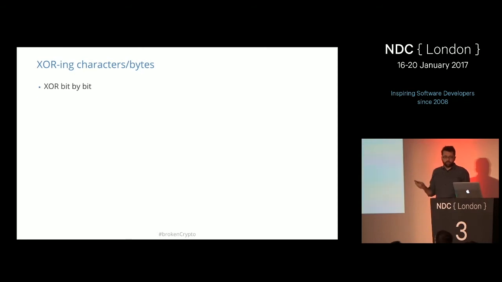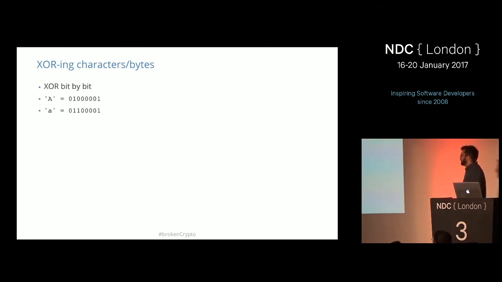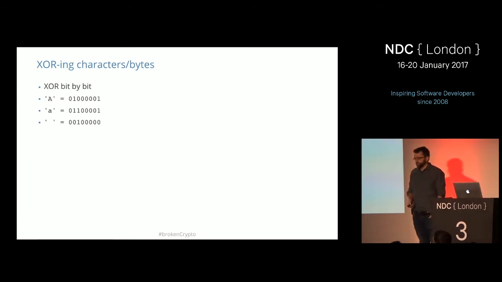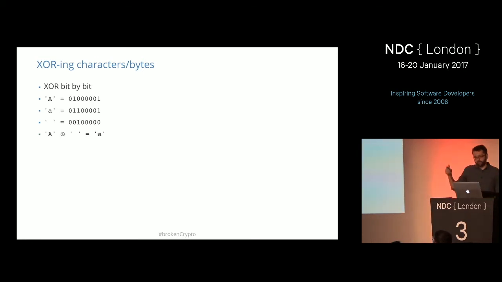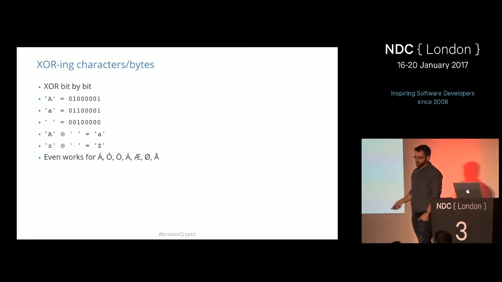So we do it bit by bit. If A looks like this, and a lowercase a looks like this, and space looks like this, we see the difference between the capital A and the lowercase a is actually just the third bit, a 0 and a 1. And the space character is actually the exact same thing. So if we XOR an A with space, we get a lowercase a, which is quite funny. And we can do the same with all the letters, even these crazy Norwegian letters that we have here. Works for them as well.